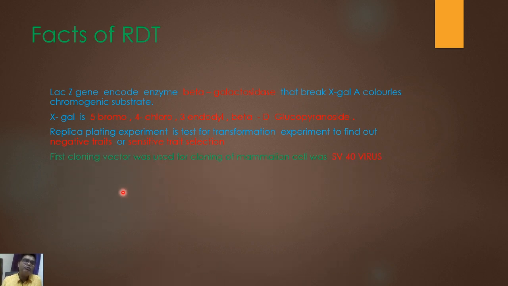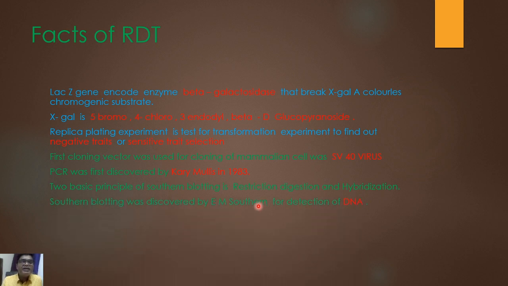First cloning vector. What was the first cloning vector for cloning of mammalian cell? It was SV40 virus. Next, PCR was discovered by a scientist. Who was the discoverer of PCR technique? Kary Mullis in 1983. Next, what are the two basic principles of Southern blotting? The main basic principles are restriction digestion and hybridization. I have already discussed these things in the previous lesson.